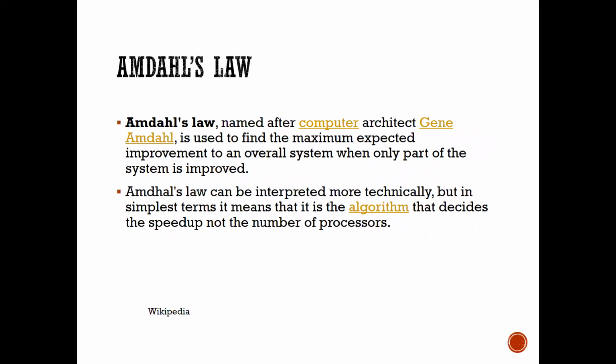Amdahl's law, named after computer architect Gene Amdahl, is used to find the maximum expected improvement to an overall system when only part of the system is improved. In its simplest terms, it means that it is the algorithm that decides the speedup, not the number of processors.